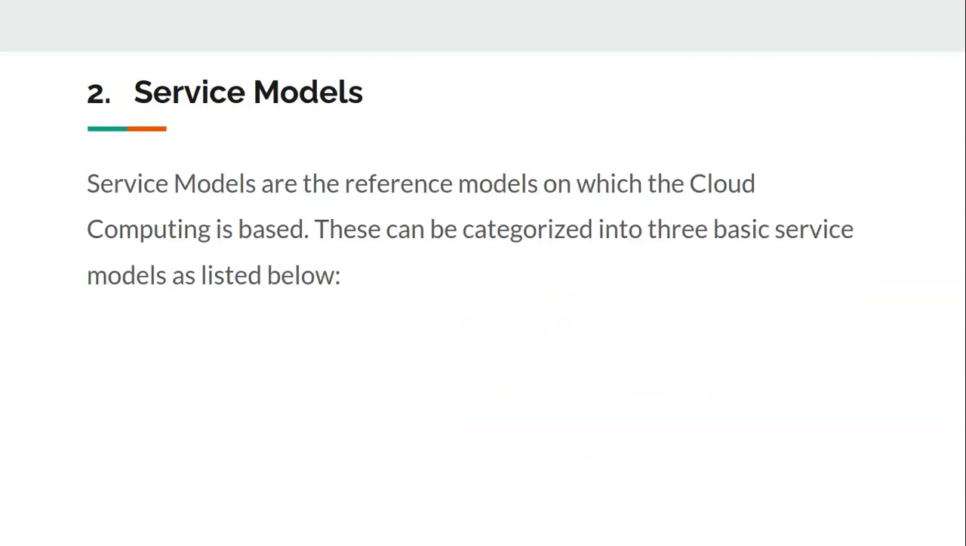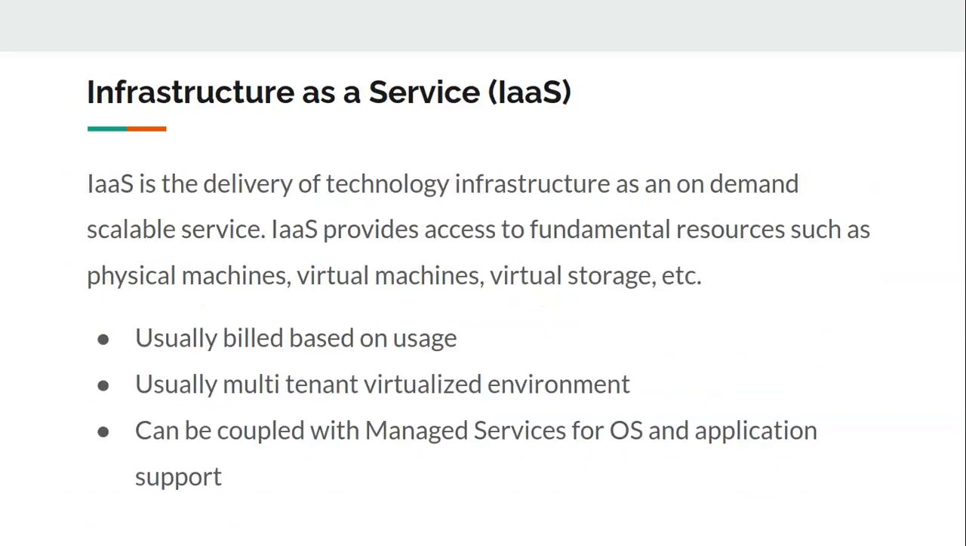Service models. Service models are the reference models on which cloud computing is based. These can be categorized in three basic service models listed below. So we have the IaaS, that's the infrastructure as a service. And now we say infrastructure as a service is a delivery of technology infrastructure as an on-demand scalable service. So this one is actually a delivery of technology infrastructure. We're talking about technology infrastructure.